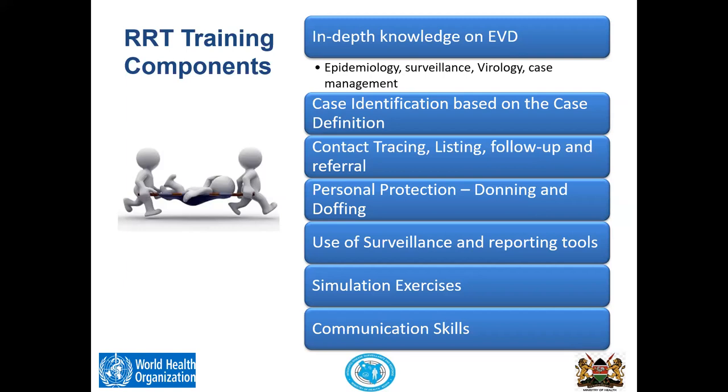So you want to train the teams specifically on how to identify these contacts. They could be people living in the same household with a confirmed case. You want to list them and have all their details and follow them up to the maximum incubation period for that disease to make sure that they did not develop signs and symptoms. And if they did, then you refer them to an Ebola treatment unit.